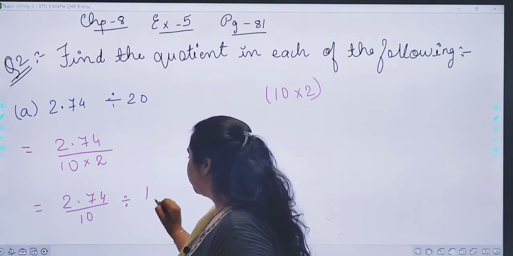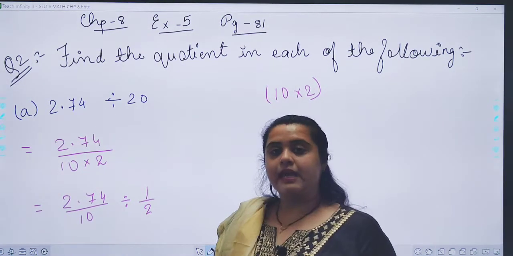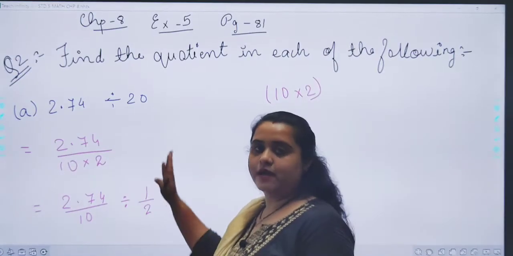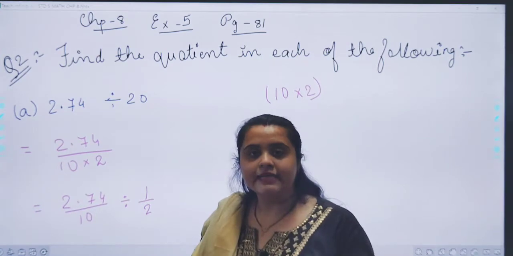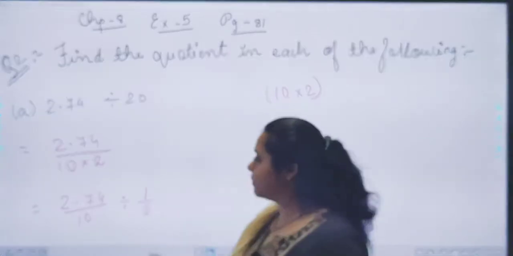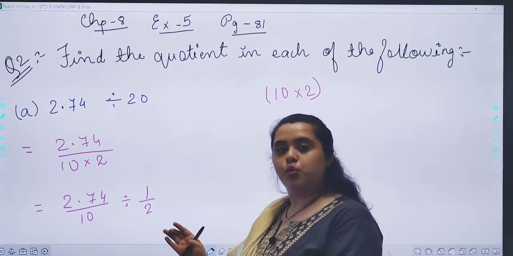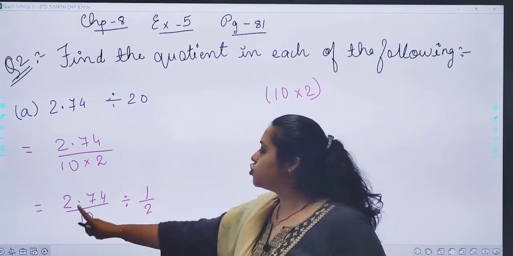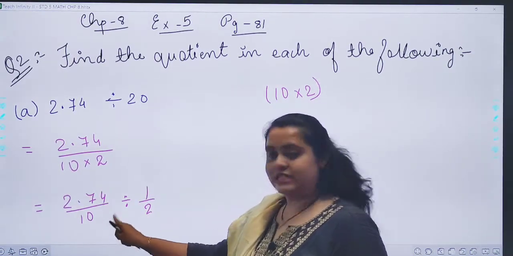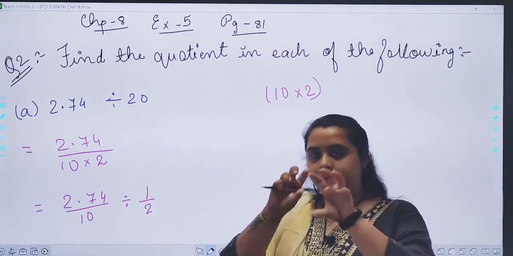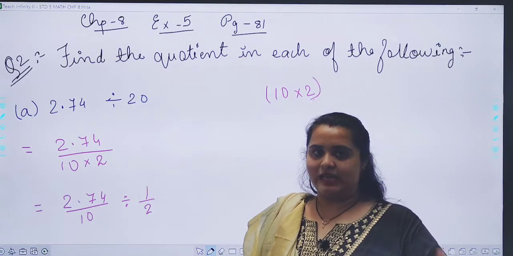Divide 1 upon 2. What did ma'am do? Ma'am split 10 into 2. 10 divided by 1 upon 2. Done. Easy. What have I written now? 20 I wrote as 10 into 2. Then 2.74 upon 10, divided by 1 upon 2. Ma'am split both.